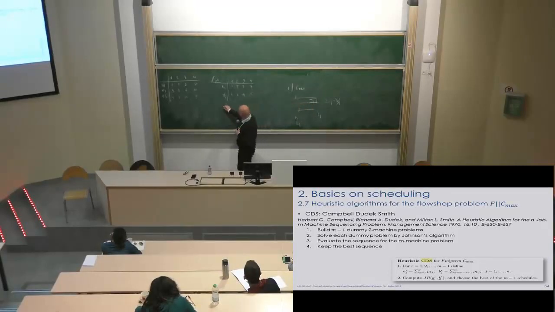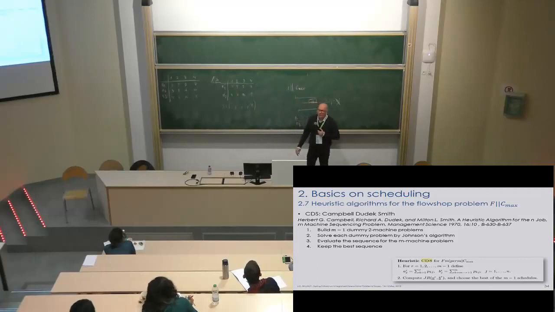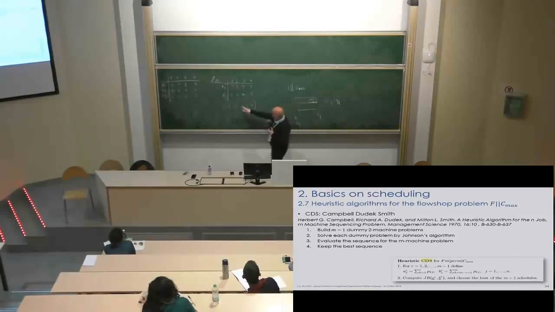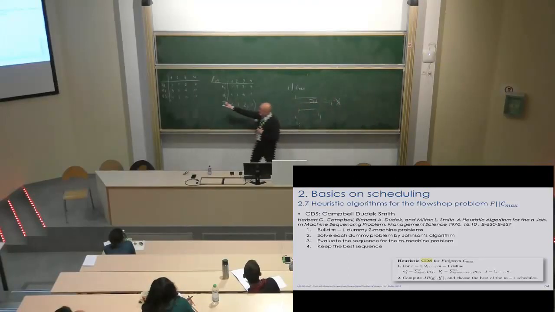Johnson on this example gives what? We put job 4 on the last position because it has the smallest processing time on the second machine. Then job 2 on the last position, then job 1, and then job 3. So, trust me, this is the sequence returned by Johnson's algorithm. And we evaluate this sequence with this data.